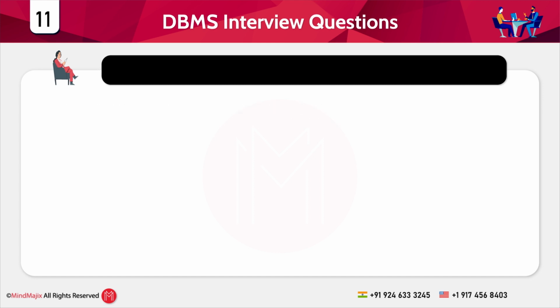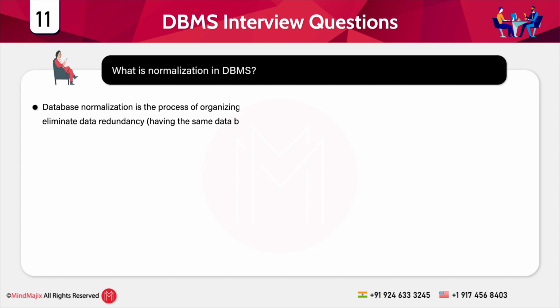The next question is, what is normalization in DBMS? So database normalization is the process of organizing the attributes of the database to reduce or eliminate the data redundancy. We have seen already what we mean by data redundancy. Data redundancy means having duplicate data. And it is not at all a good practice to keep duplicate data in the DBMS. The data must be unique and it must be consistent throughout the DBMS.